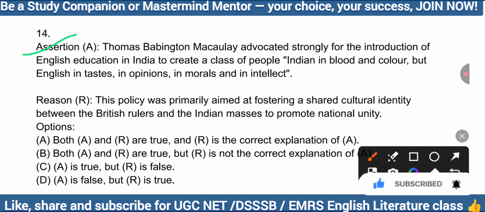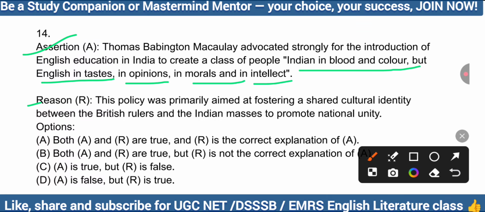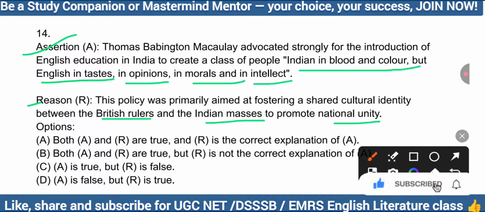The assertion says Thomas Babington Macaulay advocated strongly for the introduction of English education in India to create a class of people Indian in blood and color but English in taste, in opinion, in morals, and in intellect. And the reason says this policy was primarily aimed at fostering a shared cultural identity between the British rulers and the Indian masses to promote national unity. Here are the options. Quickly comment your answer.